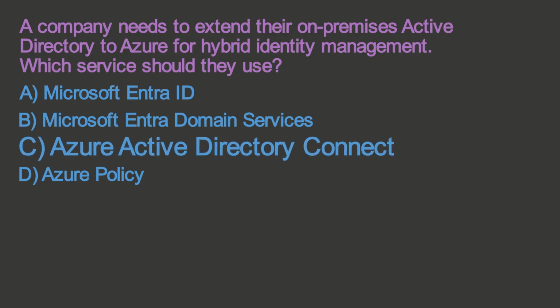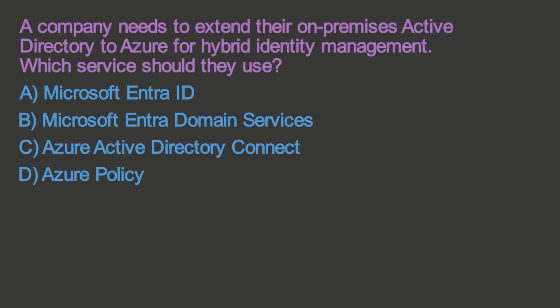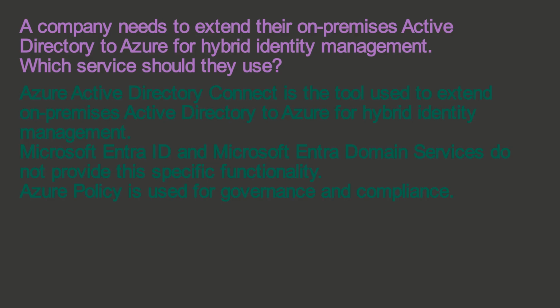The correct answer is C. Azure Active Directory Connect. Azure Active Directory Connect is the tool used to extend on-premises Active Directory to Azure for hybrid identity management. Microsoft Entra ID and Microsoft Entra Domain Services do not provide this specific functionality. Azure Policy is used for governance and compliance.